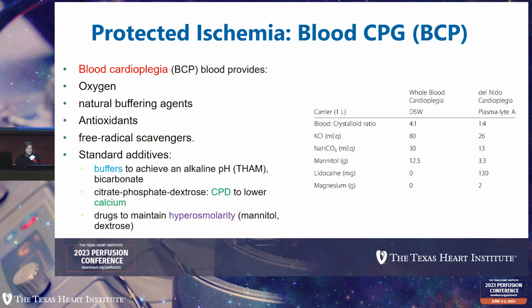Blood cardioplegia is a mixture of a crystalloid with blood as the carrier. Blood gives the benefit of oxygen carrying capacity. It has natural buffering agents, antioxidants, and free radical scavengers, and then other additives are added, such as some type of buffer, whether it be bicarb or THAM, a citrate solution to chelate the calcium, and they keep it hyperosmolar to prevent edema in the heart.